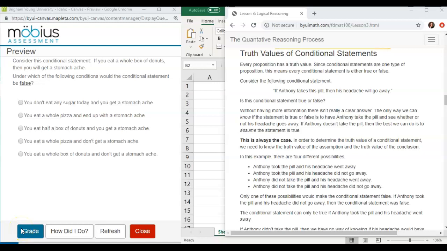Unit 1 Exam Review, question number 6. Consider the conditional statement: if you eat a whole box of donuts, then you will get a stomachache. Under which of the following conditions would the conditional statement be false?